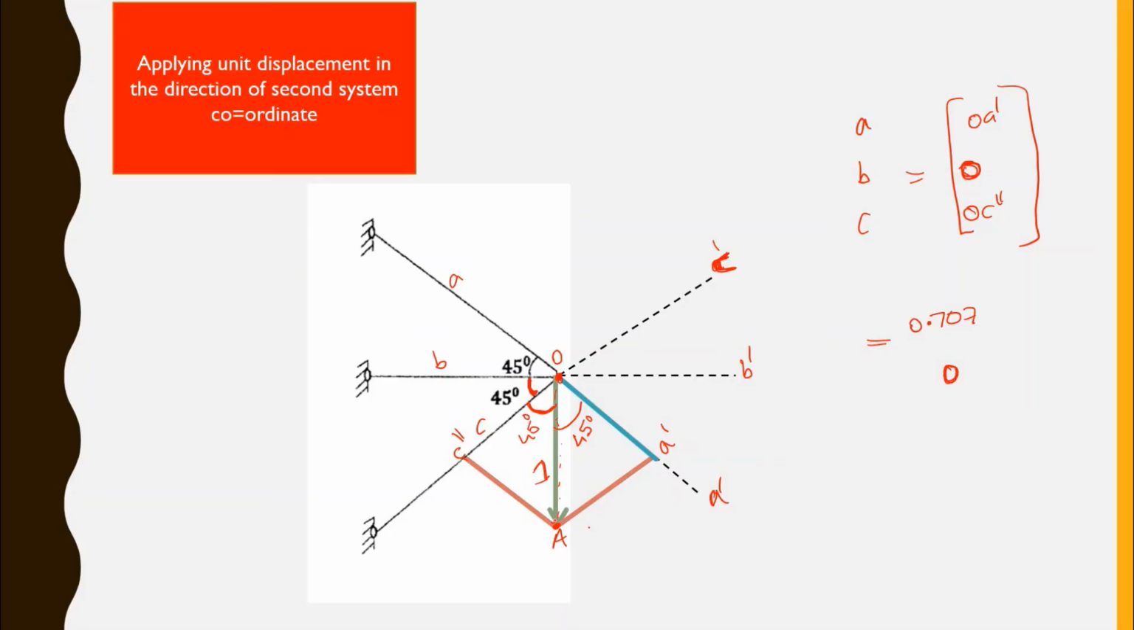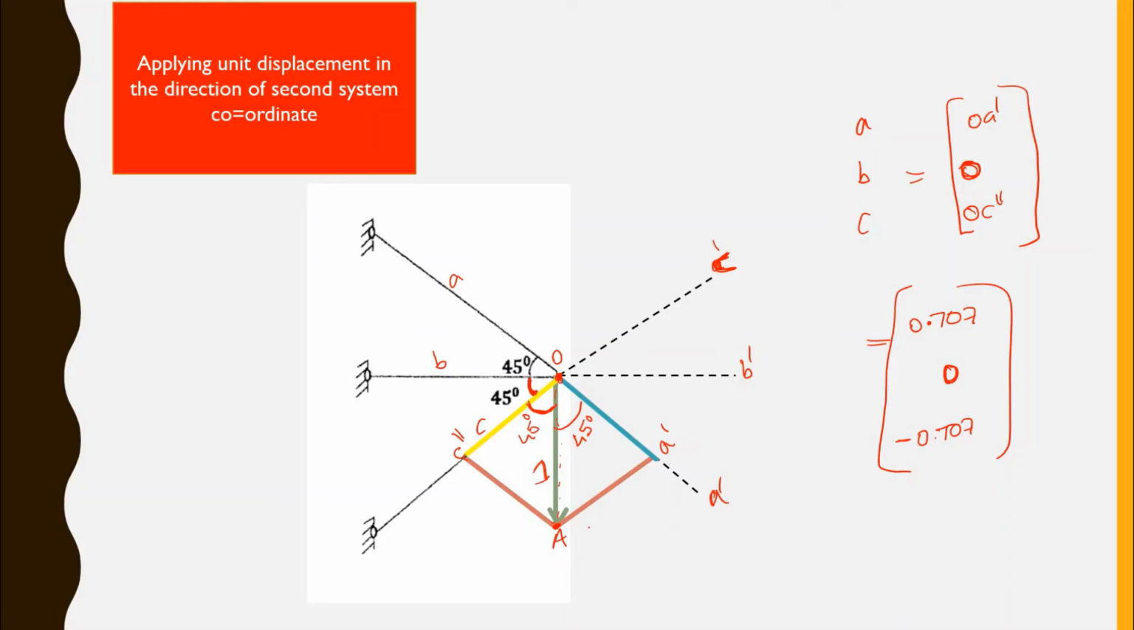And when I draw a perpendicular to C dash line, it will coincide at C double dash. And since it is in the opposite direction of the extended line, it is taken as minus 0.707. Okay, so all the values are obtained. I hope you understand how we take the signs. If the length is measured along the extended line, it is taken as positive. If the length is measured opposite to the extended line, it is taken as negative.